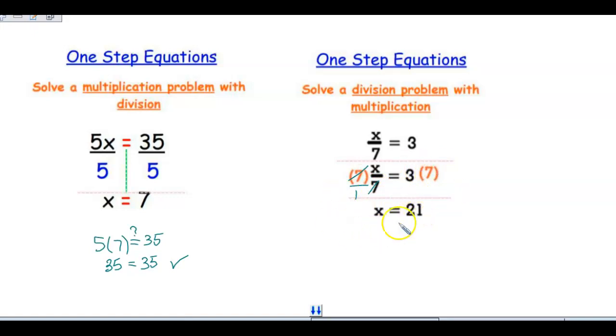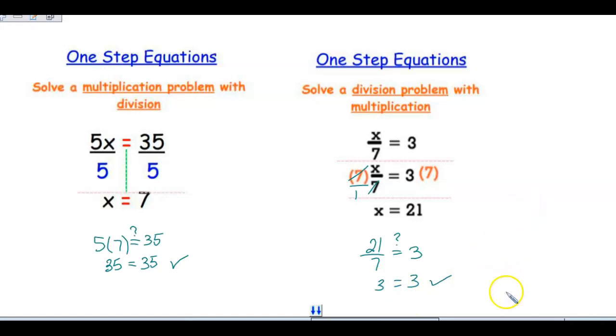And again, we can test this by doing a check step. We can replace the x with 21 and divide that by 7. And we want to know, does it indeed equal 3? Well, 21 divided by 7, 7 times 3 is 21. So 3 is equal to 3. And so, yes, it does check out.